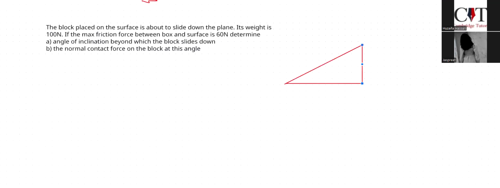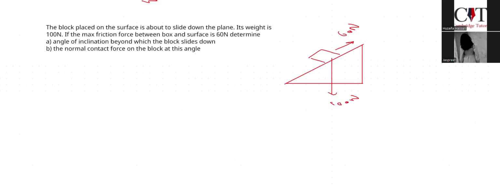It is the object. Okay, the friction force is already given to us. It's moving towards the left, as in the question diagram, and it is 60 Newton. And the other thing we have been given is the weight, which is 100 Newton. That's it. So what we have to calculate is the angle of inclination.